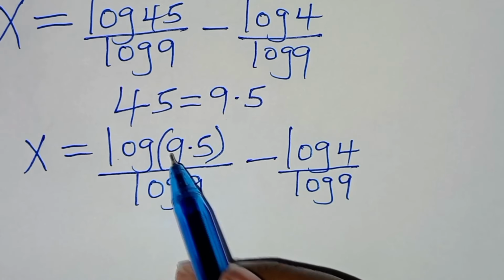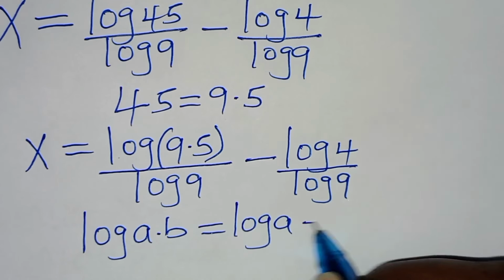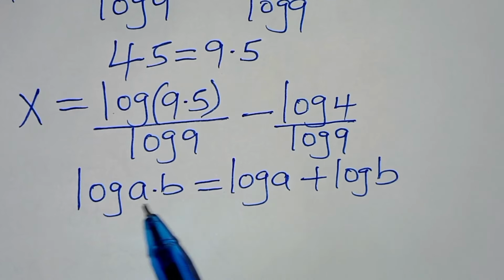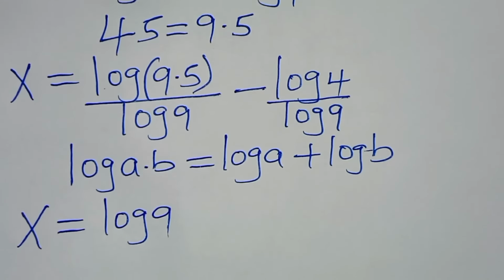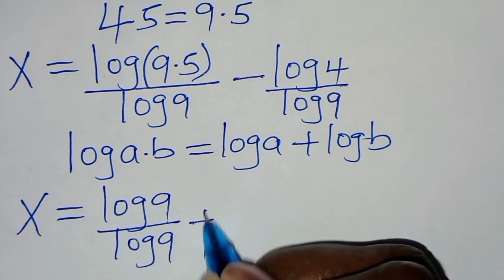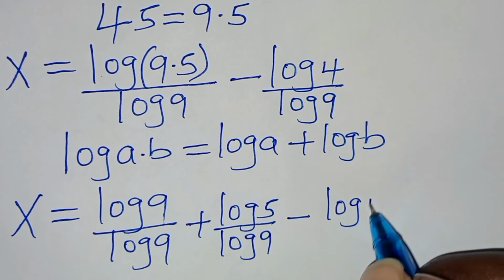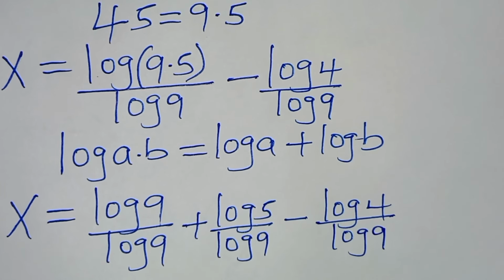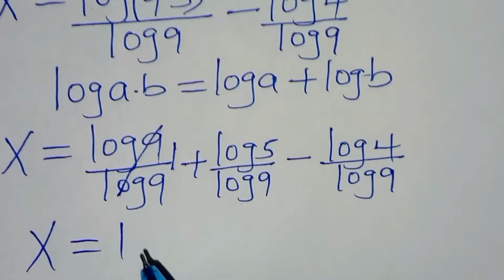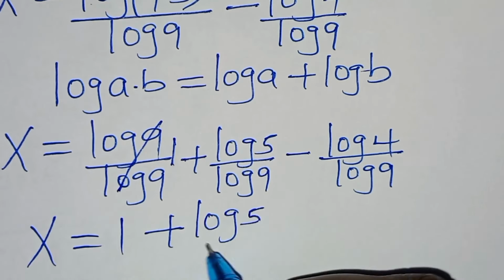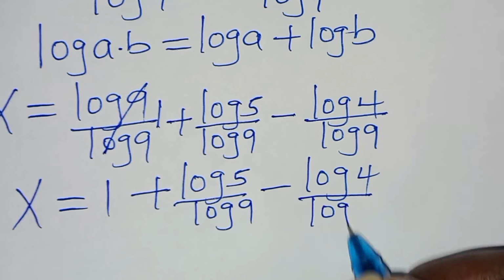So this implies that log 9 times 5 is in the form of log a times b, which we can express as log a plus log b. Now, applying this logarithm property, we have that x is equal to log 9 over log 9 plus log 5 divided by log 9, then subtract log 4 over log 9. So let's simplify here. Log 9 and log 9 simplify, so we have 1. So that x is equal to 1 plus log 5 over log 9, subtract log 4 over log 9.